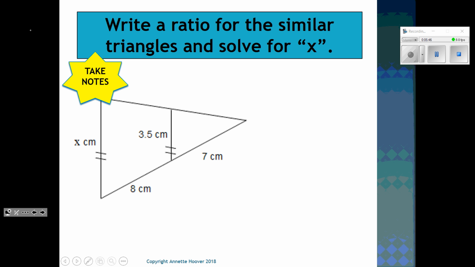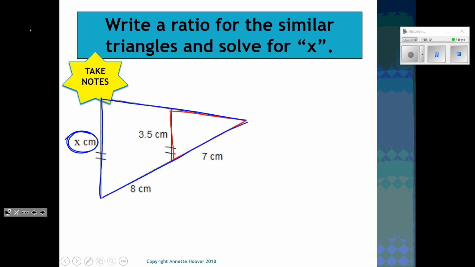Here, if you look, we have a small triangle that I'm going to trace in red. We also have a large triangle, which I'm going to trace in blue. Okay, so now we have to see what we're looking for. We're looking for this side on the long triangle. So if we look at the smaller triangle, we see that we have 7 centimeters and 3.5 centimeters.